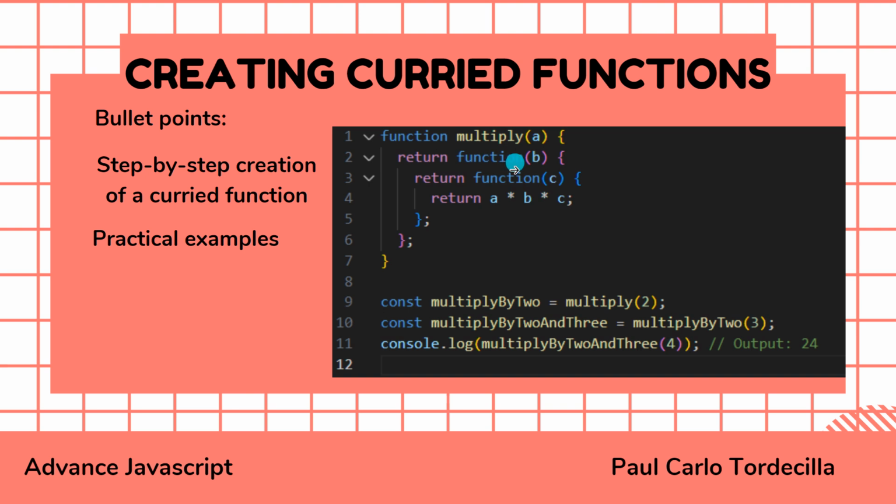Here, we create a function, another function, and another one. Then a times b times c. Then we created multiplied by 2. Here it is multiplied by 2, 3, then another 4. Then the output is 24.